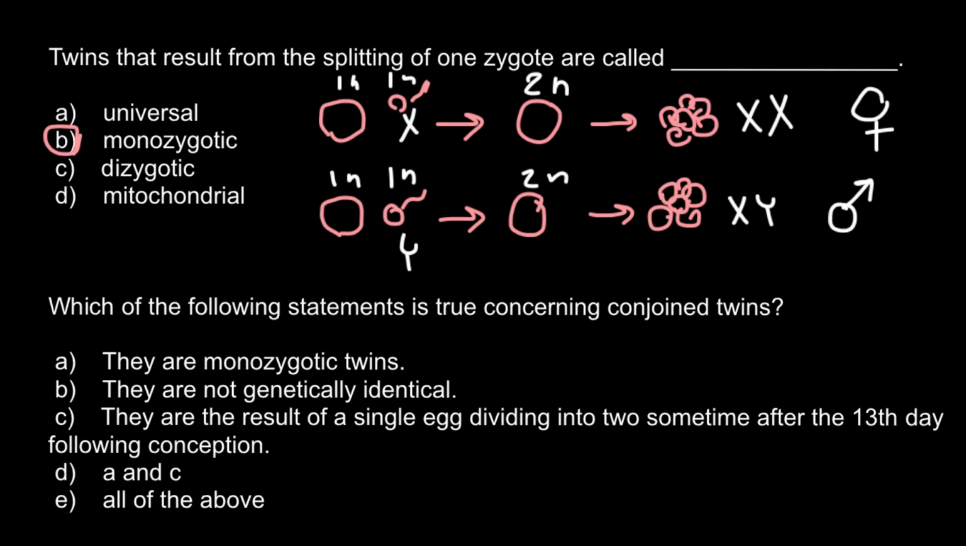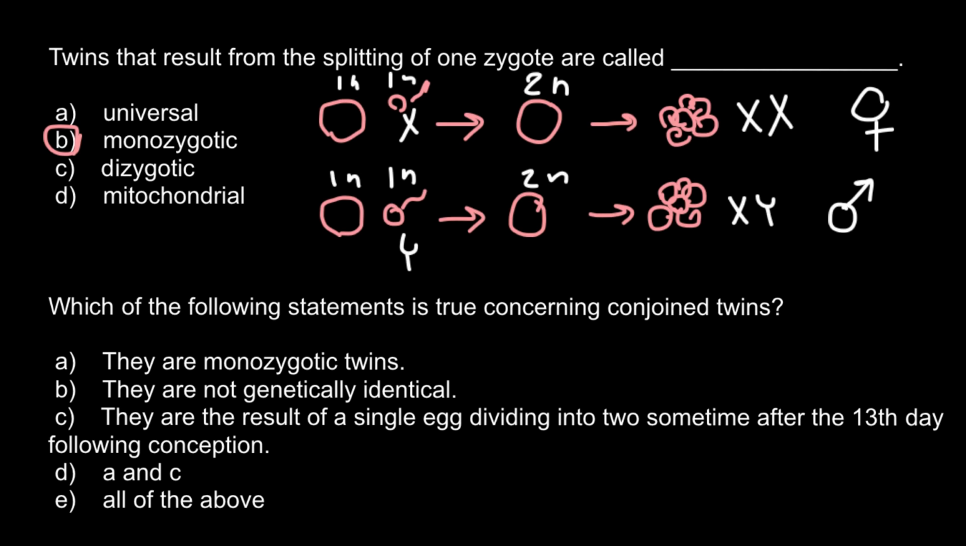Which of the following statements is true concerning conjoined twins? Answer A, they are monozygotic twins. Answer B, they are not genetically identical. Answer C, they are a result of the single egg dividing into 2 sometime after the 13th day of conception. Answer D, A and C, and E, all of the above.